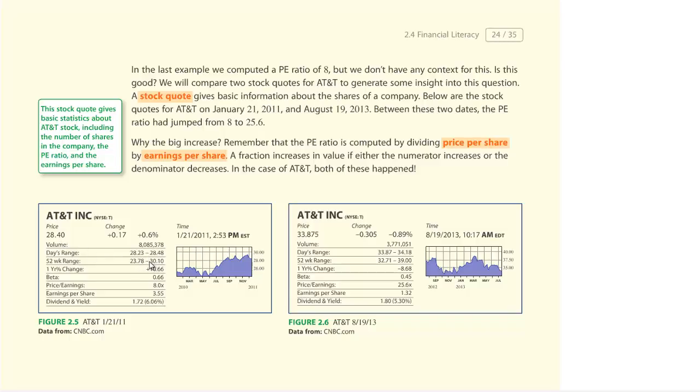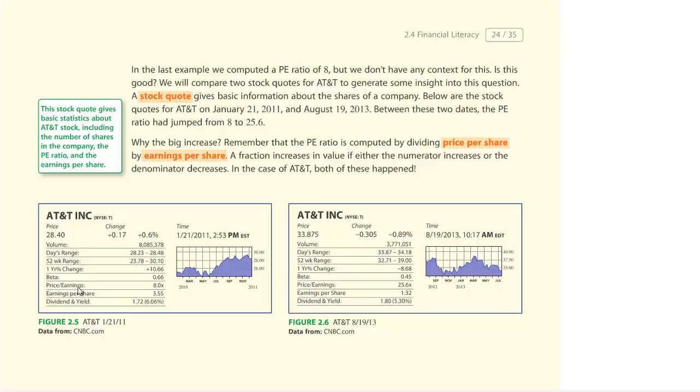Same thing for the 52-week range. So over the last year, this is the range. The 1 year percent change. So from 1 year ago to today, it's gone up $10.66 in the last 12 months. Pretty good. Beta, I have no idea what that means. Price to earnings, that's your PE ratio, right?